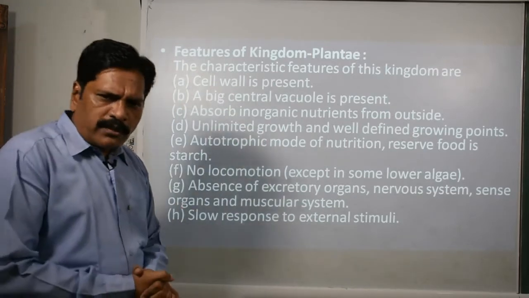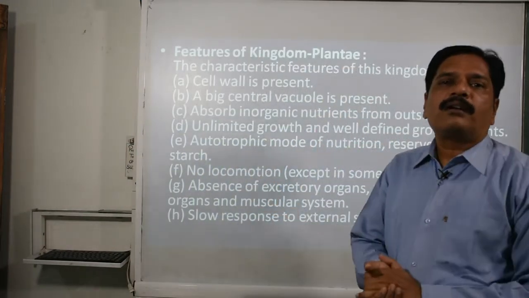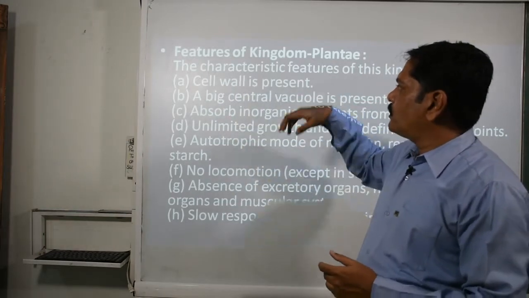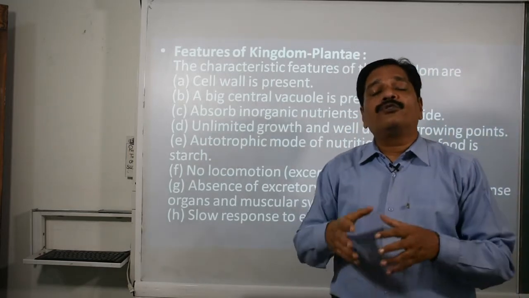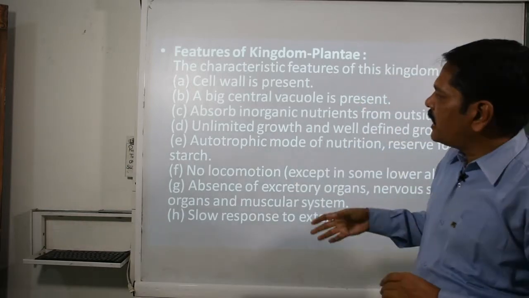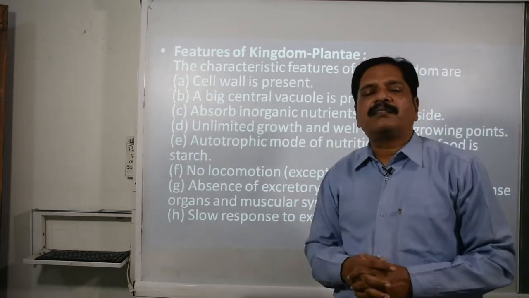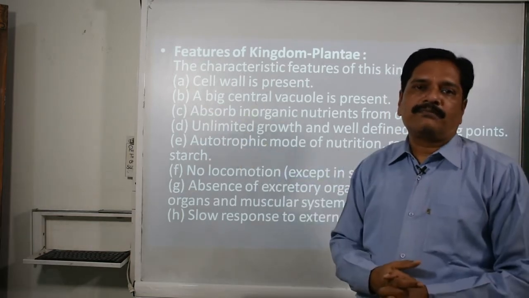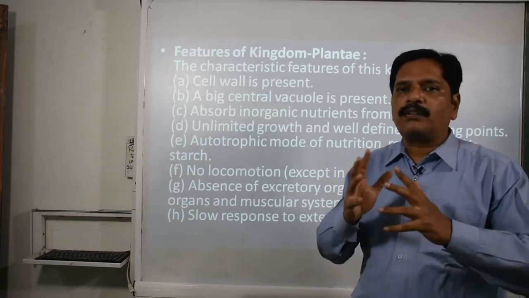You know what the basic feature of the plant is? The cell consisting of a cell wall. This is the basic feature. A well developed cell wall is present, then a big central vacuole is present in the cell, which is responsible for shifting the nucleus to the periphery. Then unlimited growth and well defined growing points are there. That means till death this organism keeps developing, growing itself in all directions. It is not limited.